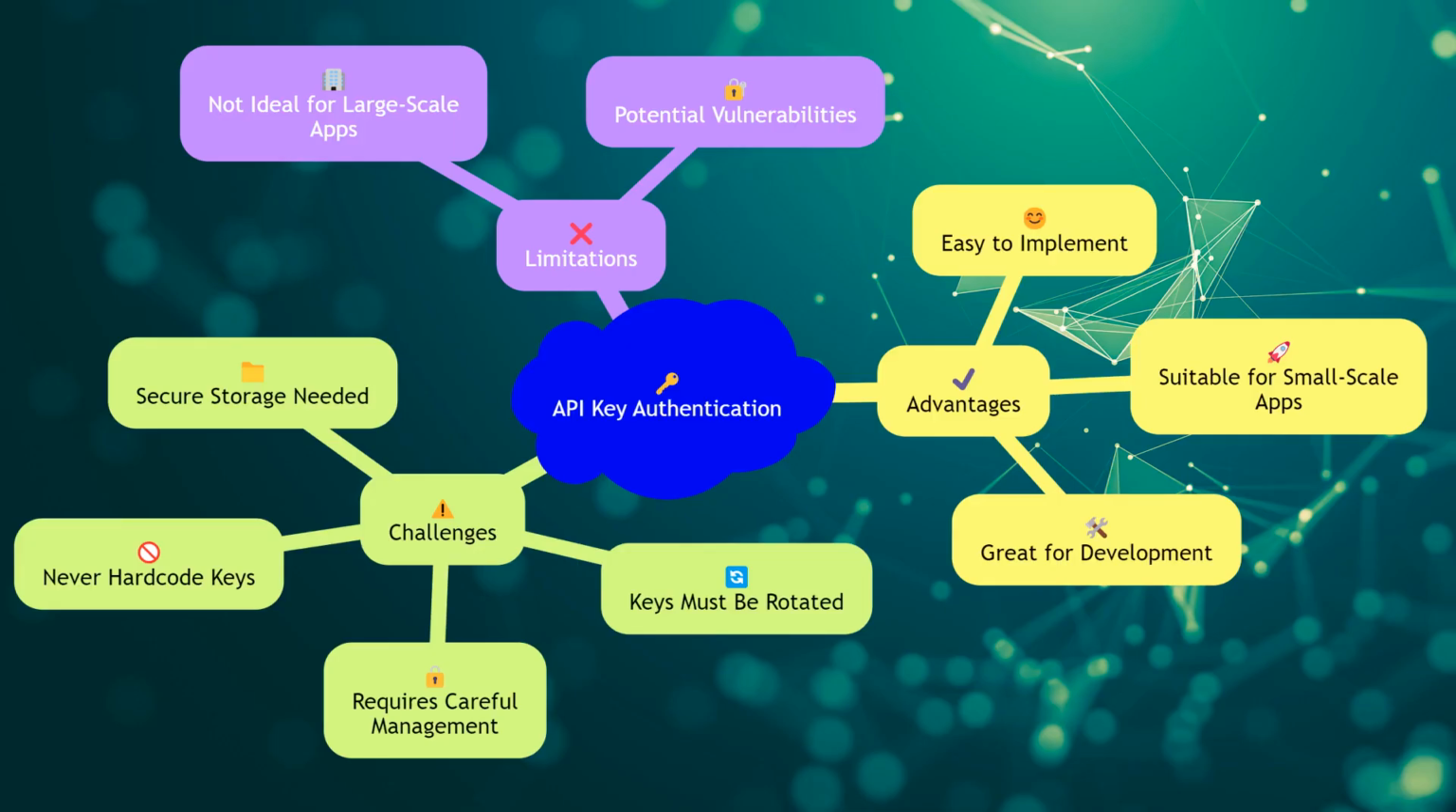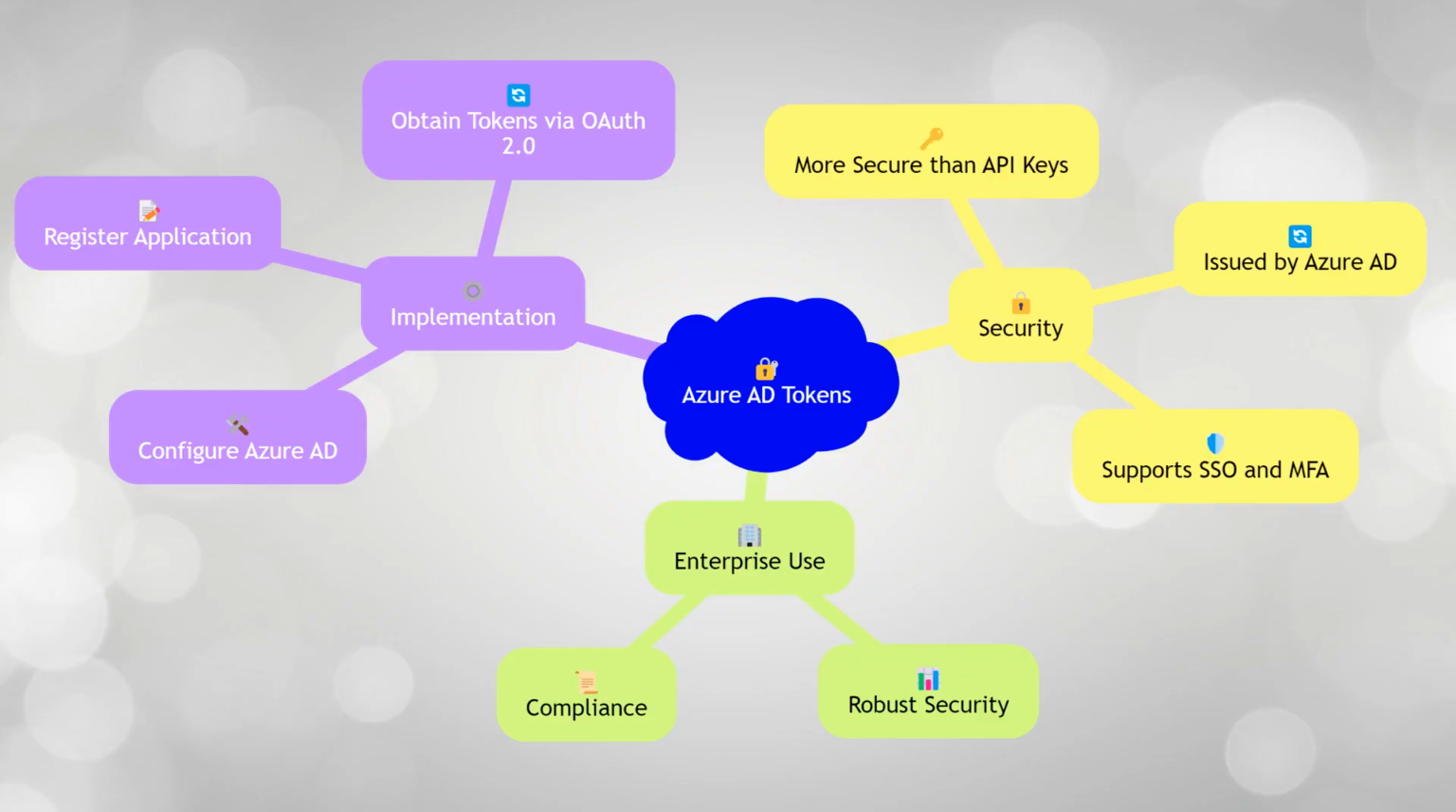API key authentication involves using a unique key to access Azure AI services. This method is straightforward and easy to implement, making it suitable for small-scale applications or development environments. However, API keys must be managed carefully to prevent unauthorized access. Keys should be stored securely, rotated regularly, and never hard-coded in the application code. Despite its simplicity, API key authentication may not be the best choice for large-scale or highly secure applications due to its potential vulnerabilities.